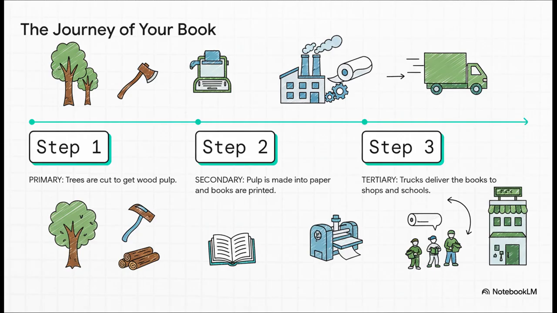Step 2. The wood pulp is turned into paper in a factory and your book is printed. Manufacturing is secondary. And step 3. Trucks deliver the books to your shop. This service is tertiary. Fantastic. See how easy it is?